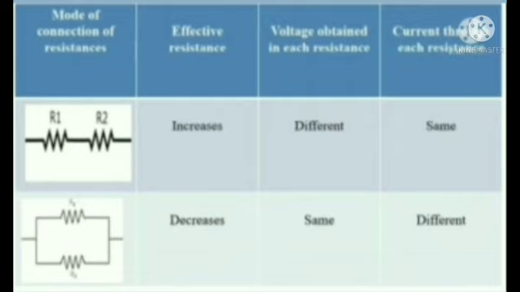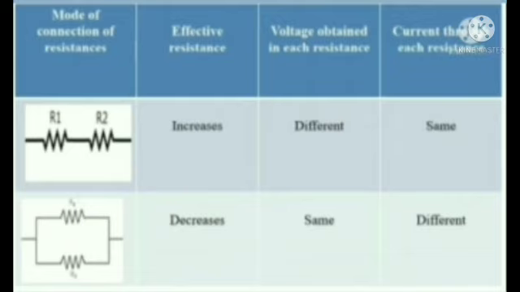Okay. Next, in the case of voltage, we know in series connection voltage is different, that is divided, V is equal to V1 plus V2. But in the case of parallel, voltage is the same. Current in the case of series connection is the same, but in parallel connection, current is divided, that is I is equal to I1 plus I2. Here we can see the differences between series and parallel connection.